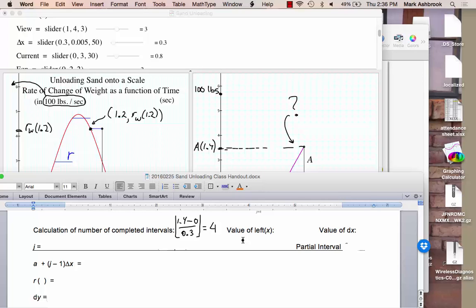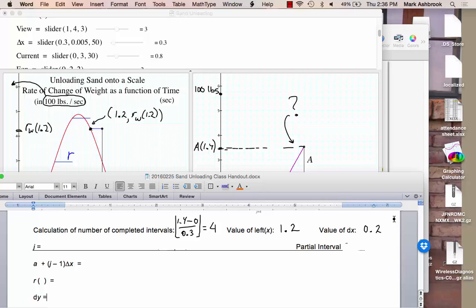What's the value of left of x? What is the value of left of x for the left of 1.4? What's left of 1.4? Right, it's the x value. It's the x value at the left side of the current interval only. Okay? What's the value of dx? Good, 0.2. How far we've gone in the current interval.